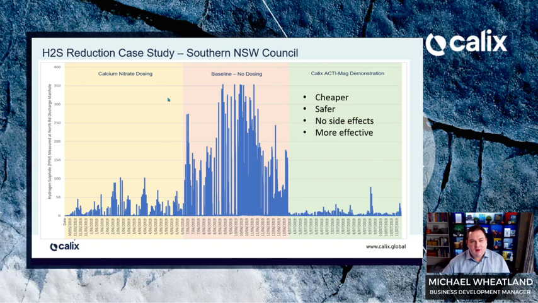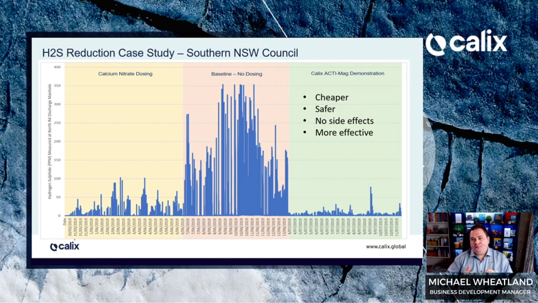Obviously, that's unacceptable because, number one, it's dangerous for the people who are working on the sewer network, but also it just creates a whole heap of odour complaints for the people who live along the sewer network on the way to the next pump station. Also, the discharge pump station was actually located inside the depot of the council yard. So for the workers there, it was just horrendous with the amount of hydrogen sulfide that was coming out of the wet well.